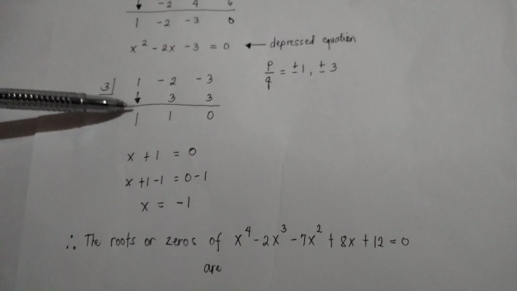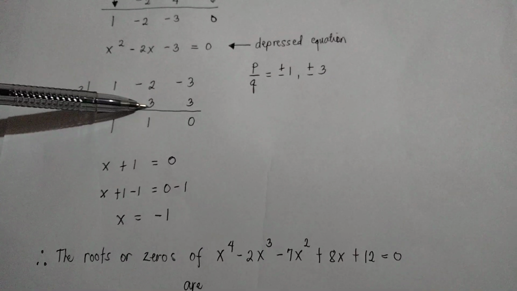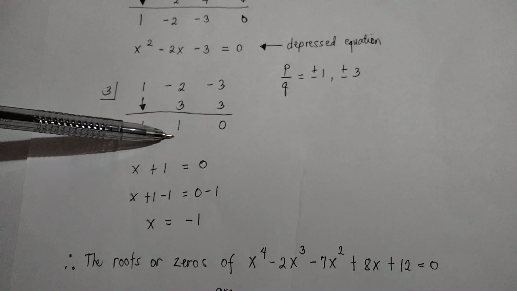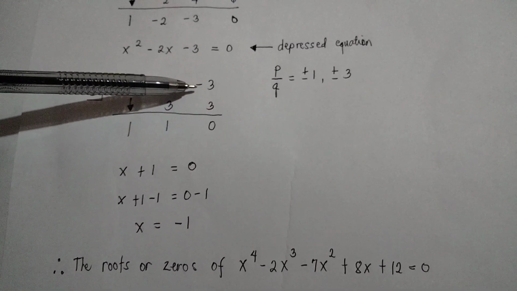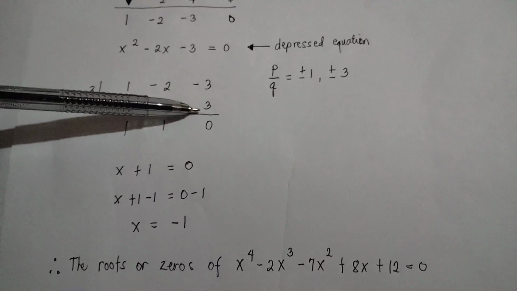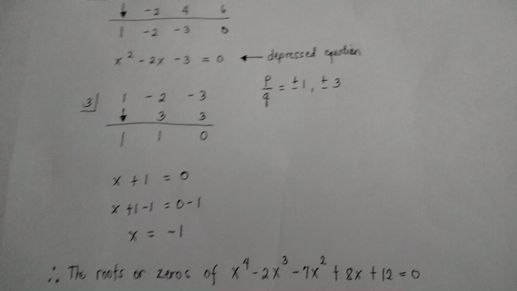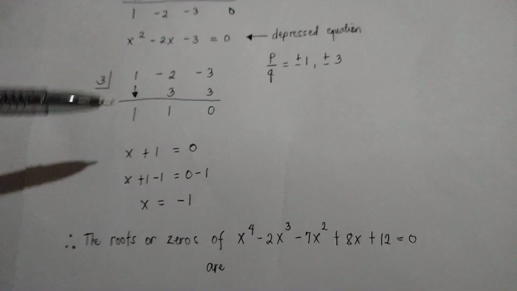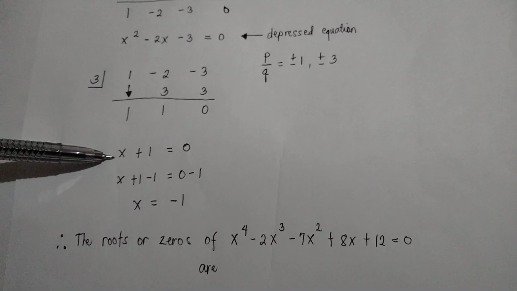Next, bring down 1. Then, 1 times 3 is 3. Write it here. Negative 2 plus 3 is 1. Next, 1 times 3 is 3. Write it here. Negative 3 plus 3 is 0. The remainder is 0. Therefore, 3 is one of the rational roots. So our depressed equation now is x plus 1 equals 0.